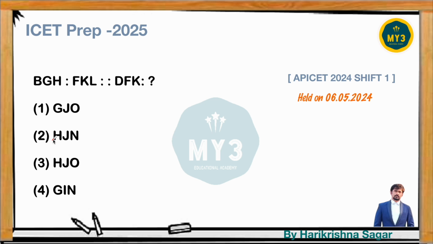Let's take one more question. The question which is given in AP ICET 2024 Shift 1, held on May 6th, 2024. If you observe the question here, it is a very simple question. BGH is FKL. First observe what is the logic available in this question. First, write the alphabet positions, then only you will feel very comfortable solving the question.